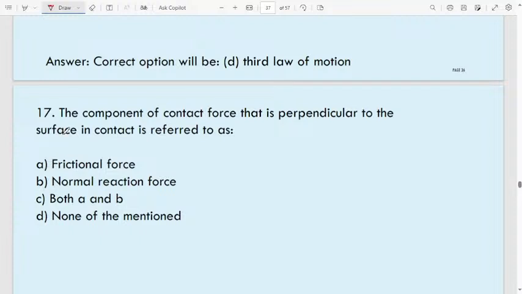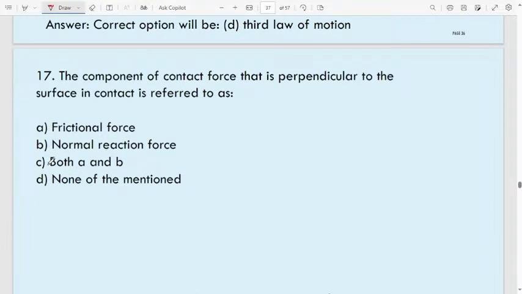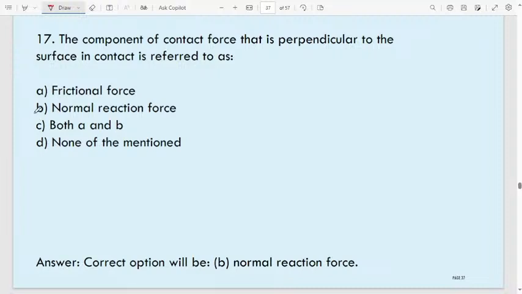Next question. The component of a contact force that is perpendicular to the surface in contact is referred to as: Option A, frictional force. Option B, normal reaction force. Option C, both A and B. Option D, none of the mentioned. Then option B, normal reaction force. If anything is perpendicular, I already told you it should be normal. Therefore, normal reaction force.